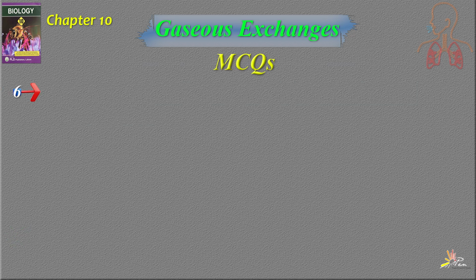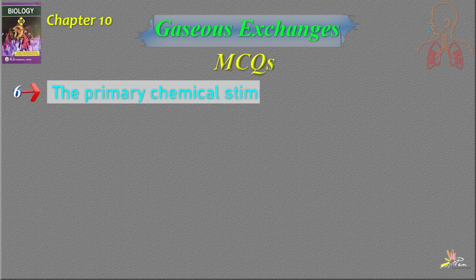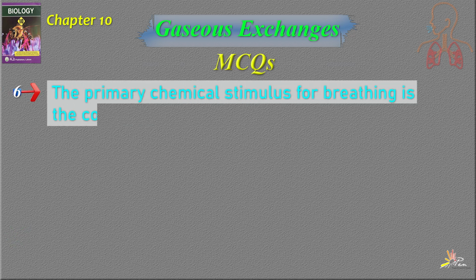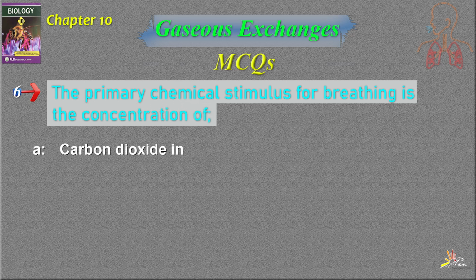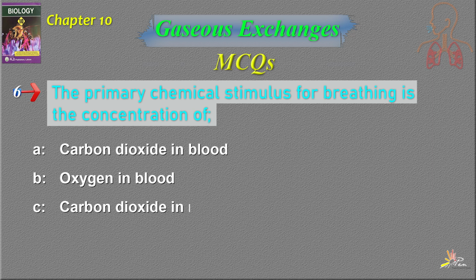Question number 6. The primary chemical stimulus for breathing is the concentration of. Option A, carbon dioxide in the blood. Option B, oxygen in the blood. Option C, carbon dioxide in the muscle. Option D, oxygen in the muscle. And the correct answer is carbon dioxide in the blood. That is option A.